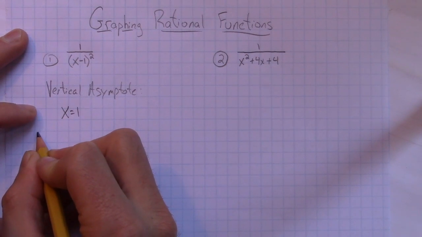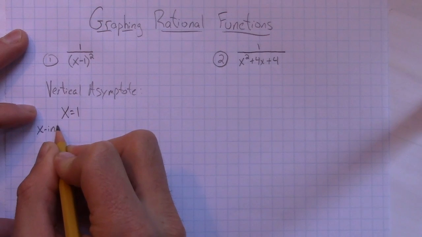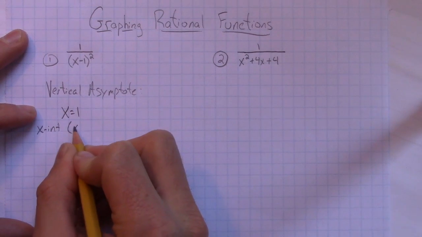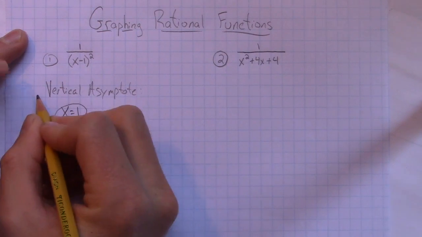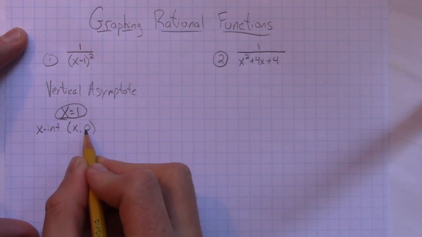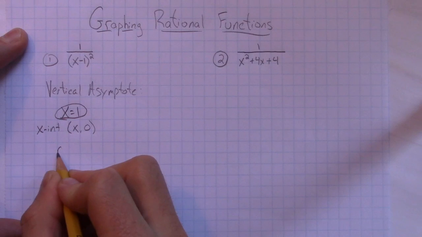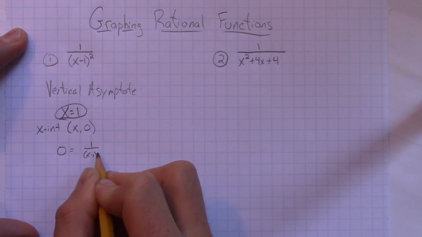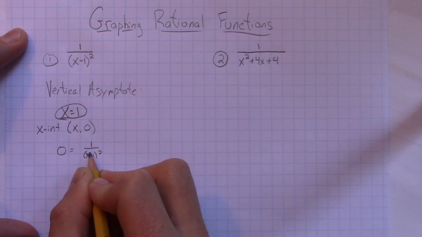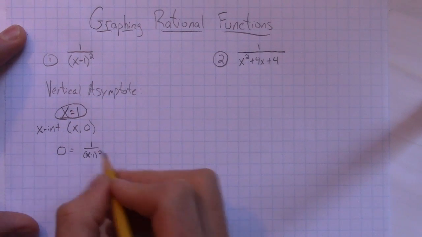So the X-intercept would be when we have an x value and 0 for y. So what we did is we plugged in 0 for where the output would be. So 0 equals 1 over x minus 1 squared. So you're following what your teacher told you and you're saying, all right, cool, I'm going to find the X-intercept.